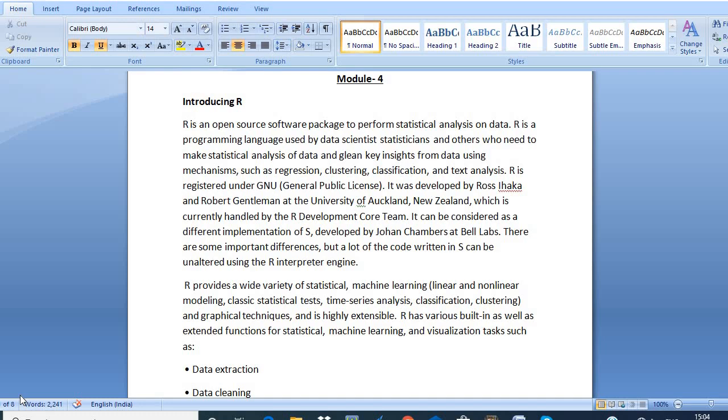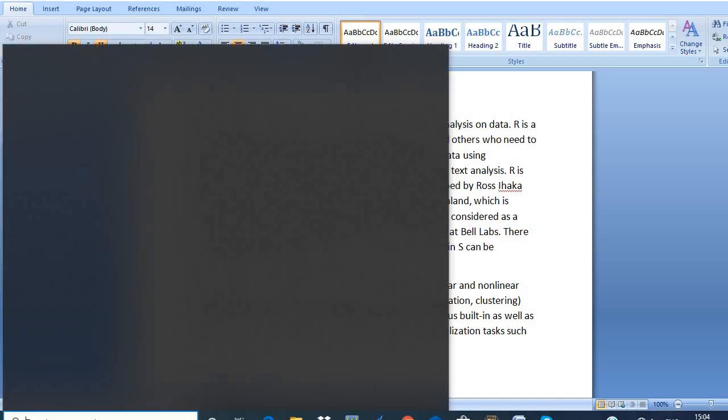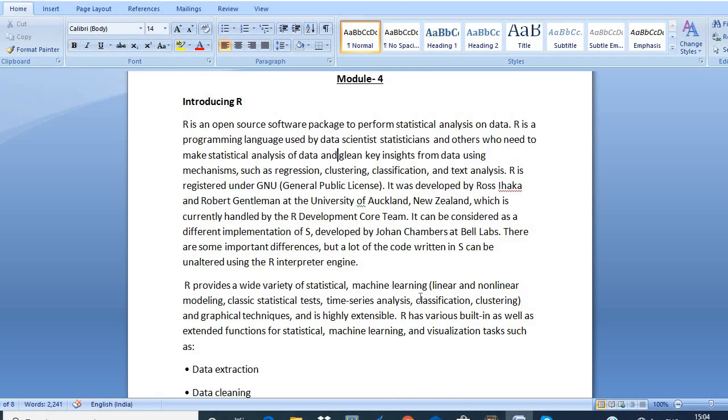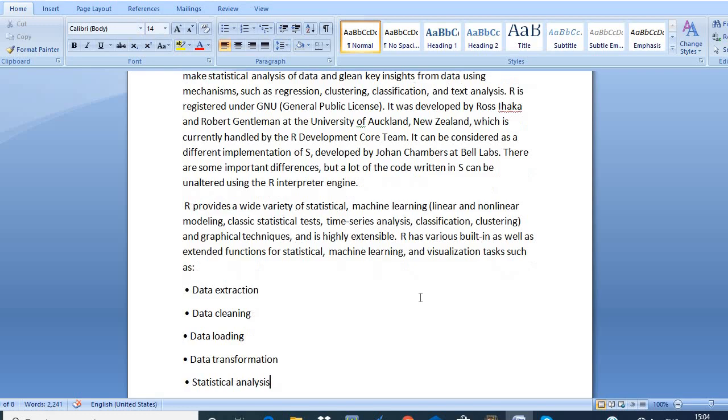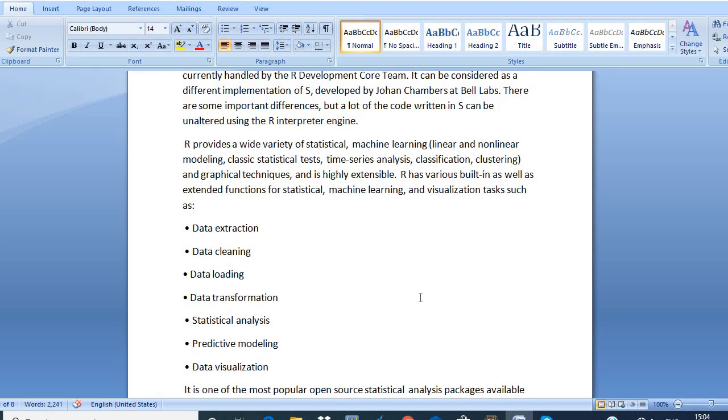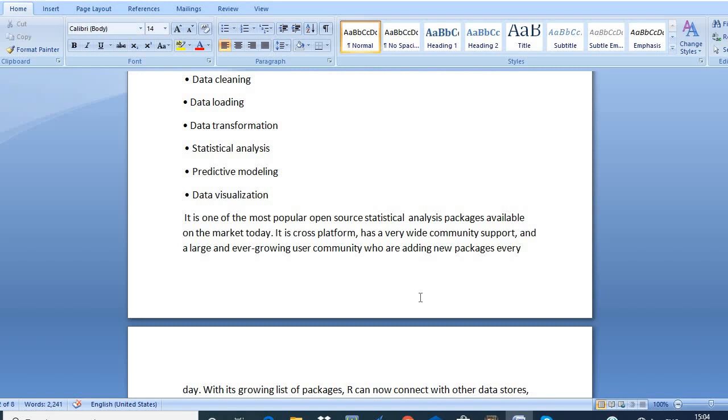Also R is highly extensible. Extensible means using the R library we can add many more features or functions. R has various built-in as well as extended functions for statistical, machine learning and visualization tasks, such as data extraction, data cleaning, data loading, data transformation, statistical analysis, predictive modeling and data visualization. All these can be done in R.